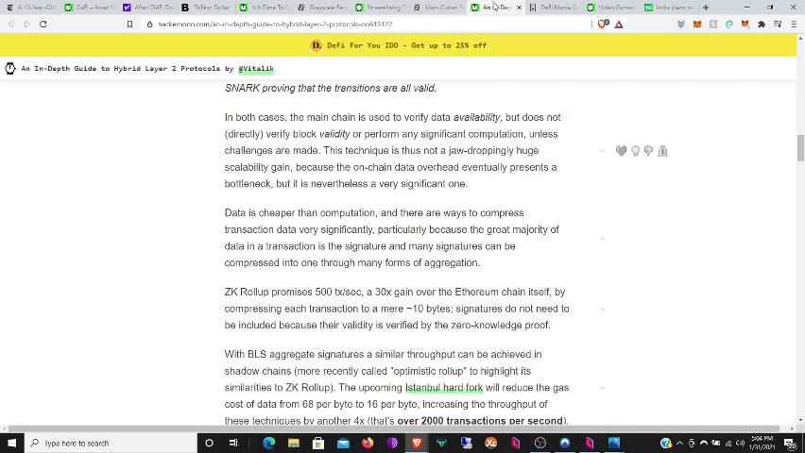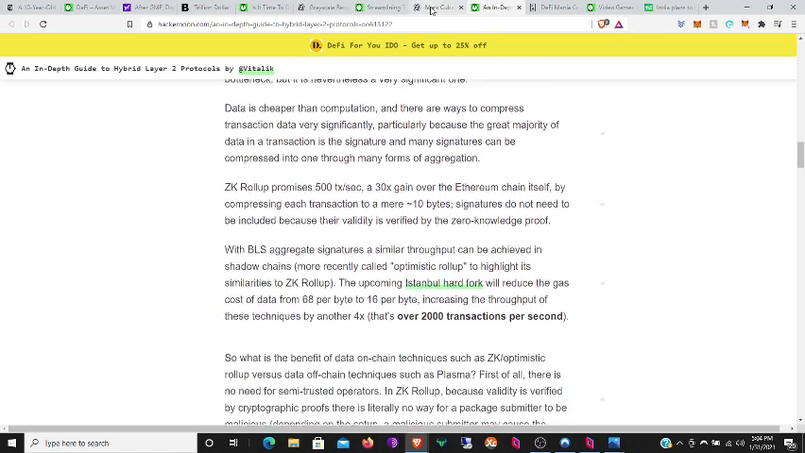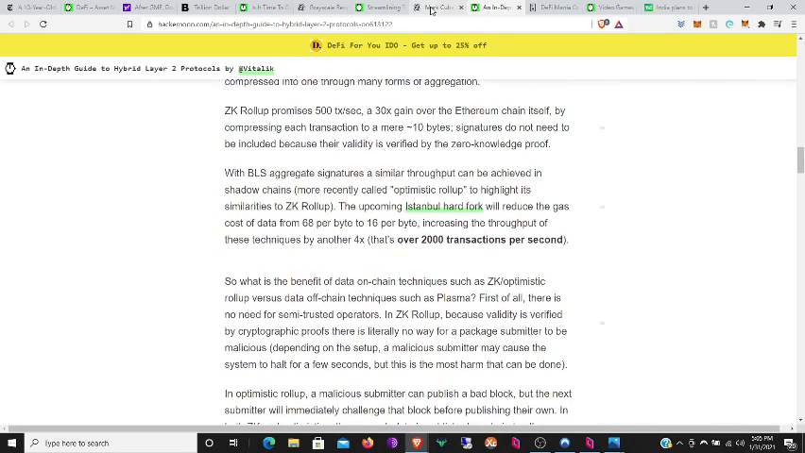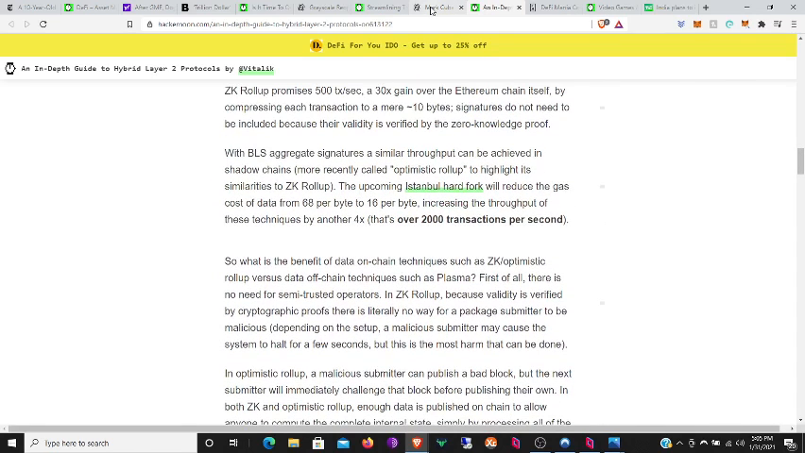ZK Rollups promise 500 transactions per second, a 30x gain over the Ethereum chain itself, by compressing each transaction to a mere 10 bytes. Signatures do not need to be included because their validity is verified by the zero knowledge proof. With BLS aggregate signatures, a similar throughput can be achieved in shadow chains, more recently called Optimistic Rollup.